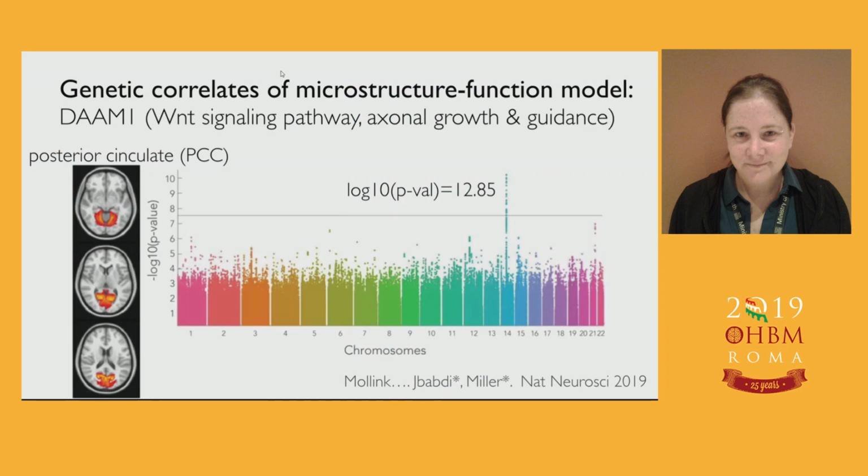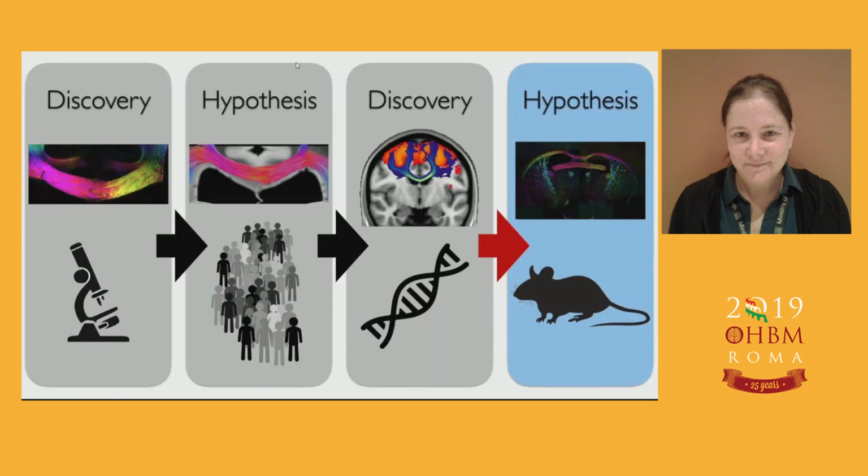So we take that function and microstructure link, and we can then do a genome-wide association study on that. And one example of what we found was that that link between microstructure and function was related to what's called the DAM1 gene, which is part of the Wnt signaling pathway. And I'm sure there are some people in the room who are familiar with this gene. I previously was not. But it does relate to things like axonal growth and guidance.